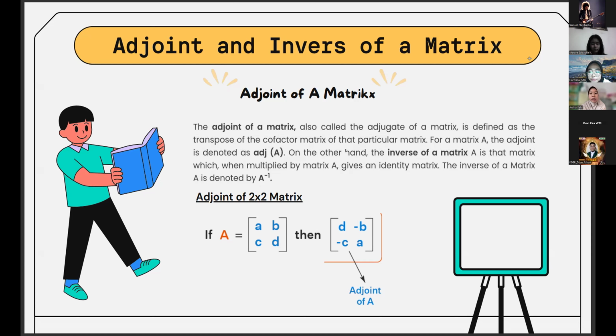On the other hand, the inverse of a matrix A is that matrix which, when multiplied by matrix A, gives an identity matrix. The inverse of a matrix A is denoted by A inverse. So we have the adjoint of a 2 times 2 matrix. If A is [A, B; C, D], then the adjoint of A is [D, -B; -C, A].